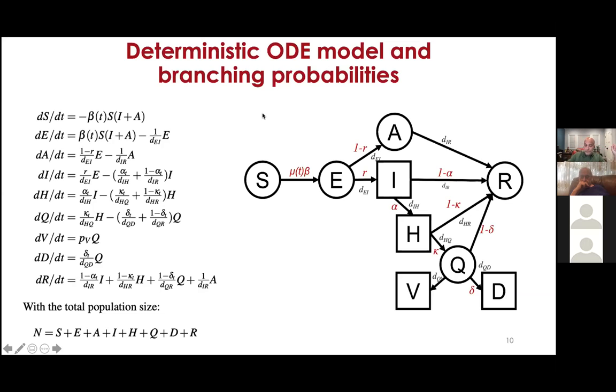This is Anne. It seemed to me there should be an arrow from the A down to the I.